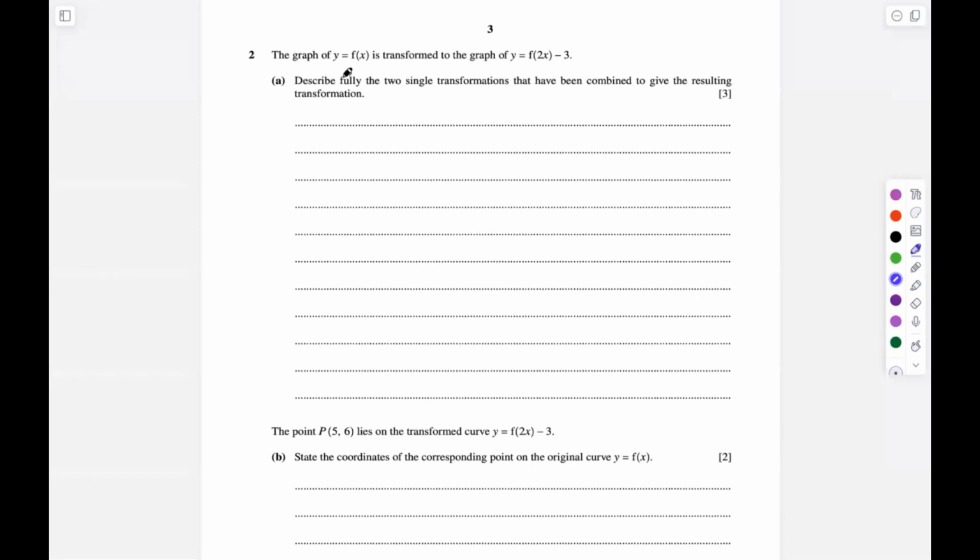In question 2, the graph of y equals f of x is transformed to the graph of y equals f of 2x minus 3. We have to describe fully the two single transformations that have been combined to give the resulting transformation. Now, when we have a function f of x and we write it as f of 2x, it means that there has been a stretch in the x direction, and the scale factor in this case will be 1 upon 2.